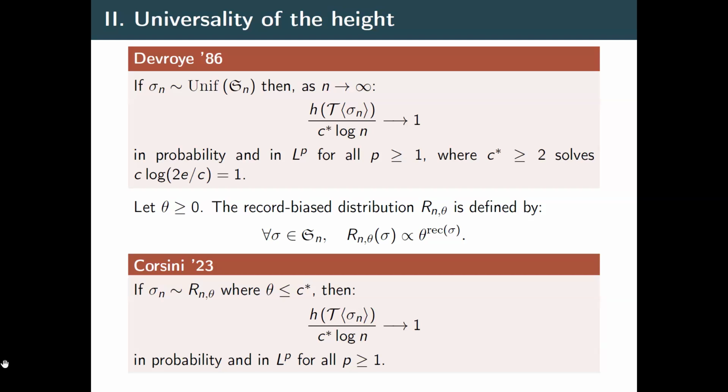A record is a value in the permutation which is higher than all previous values. It's a left to right maximum.